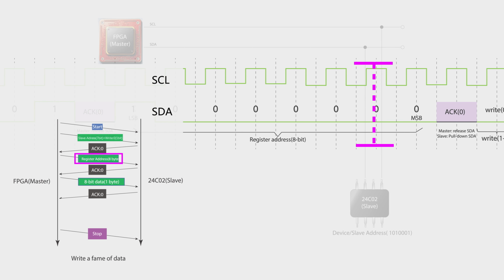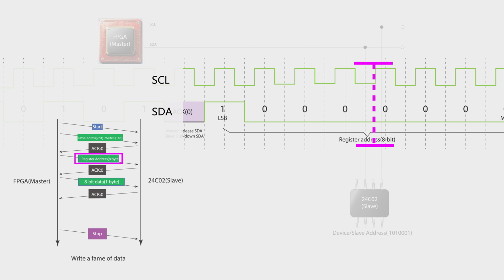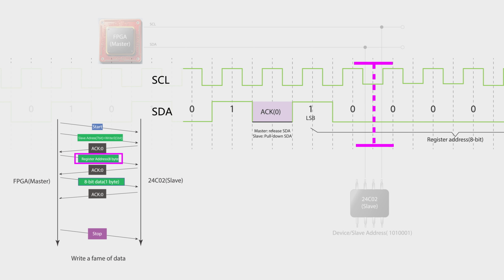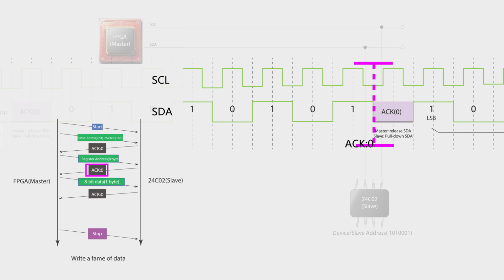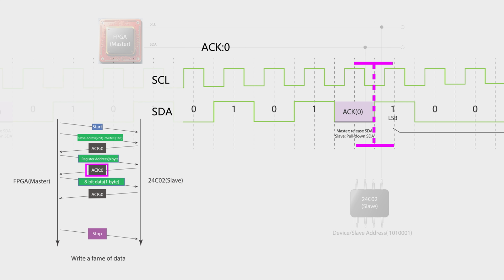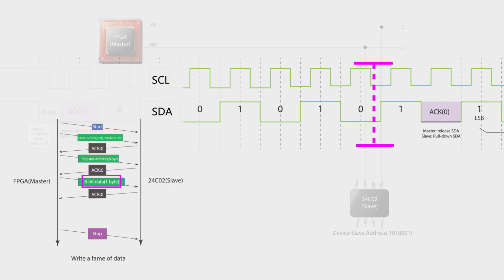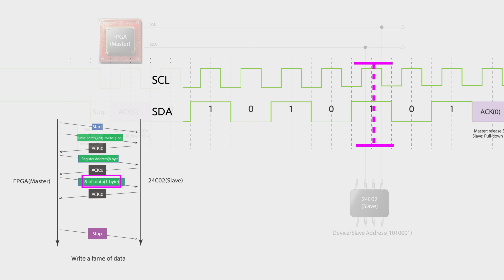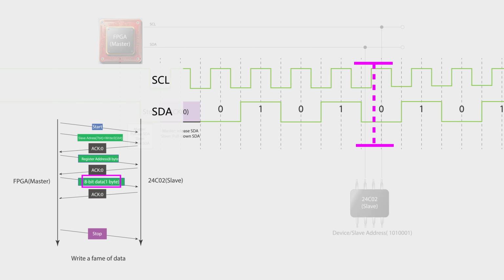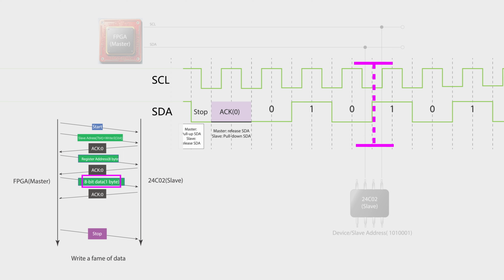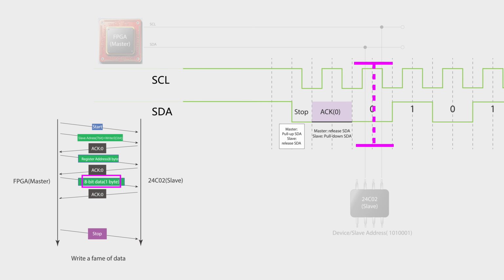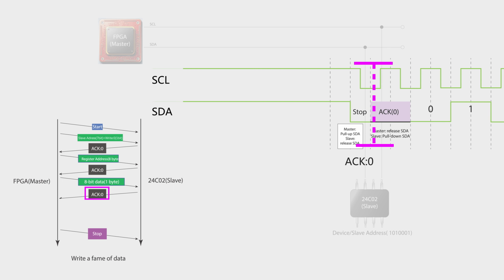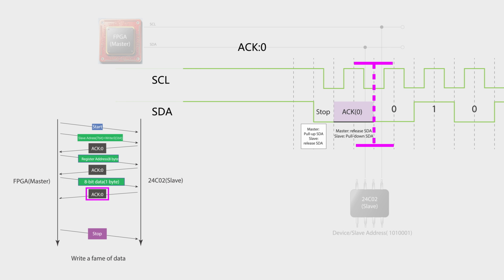Next, we send the register address to tell the slave where we want to write. We suppose the register address is 00000001. Then the master receives an ACK again. Next, we send the data for writing to the slave. We suppose the value is 10101010. Here, the reason we write exactly 8 bits is that the width of 24C02 is 8 bits. Then, the master receives an ACK again.